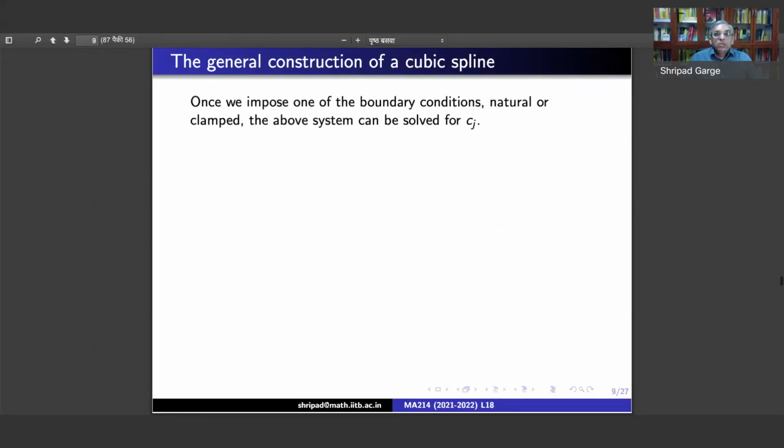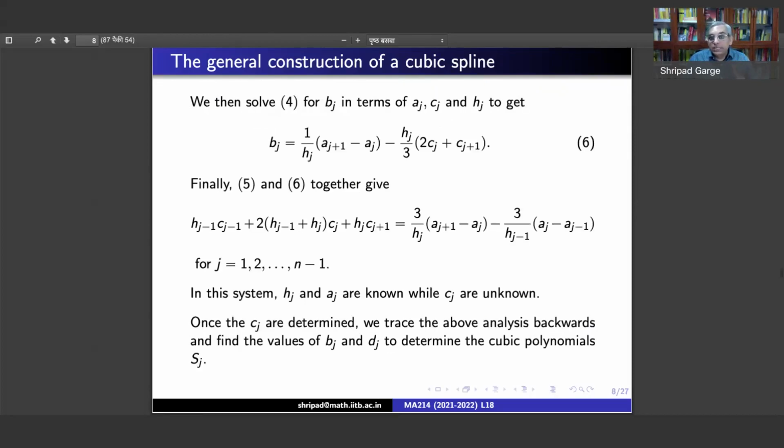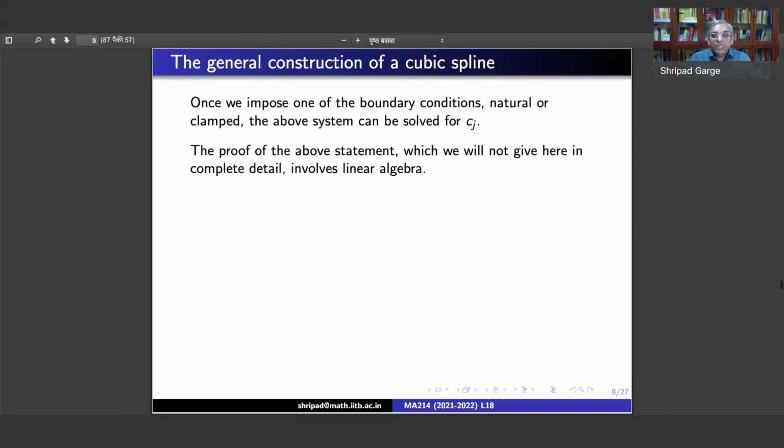Okay. So once we impose one of the boundary conditions, which could be either natural or clamped, then the above system can be solved for CJ. This is what we are claiming. And the proof of this statement we will not give here in complete detail, but what it does involve is some kind of linear algebra.